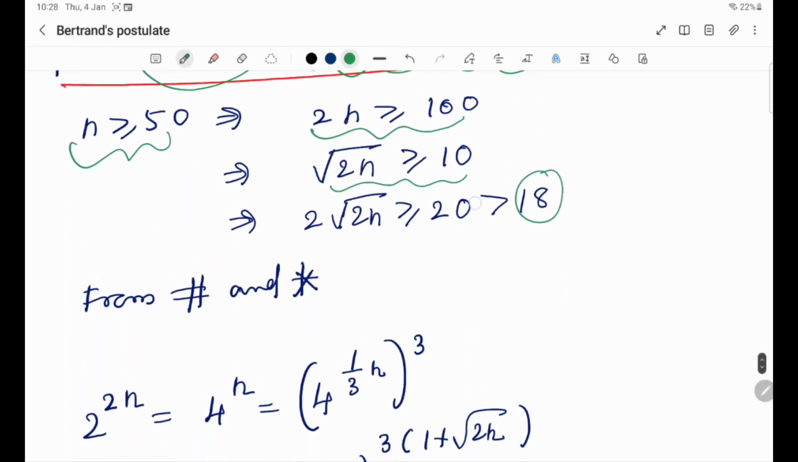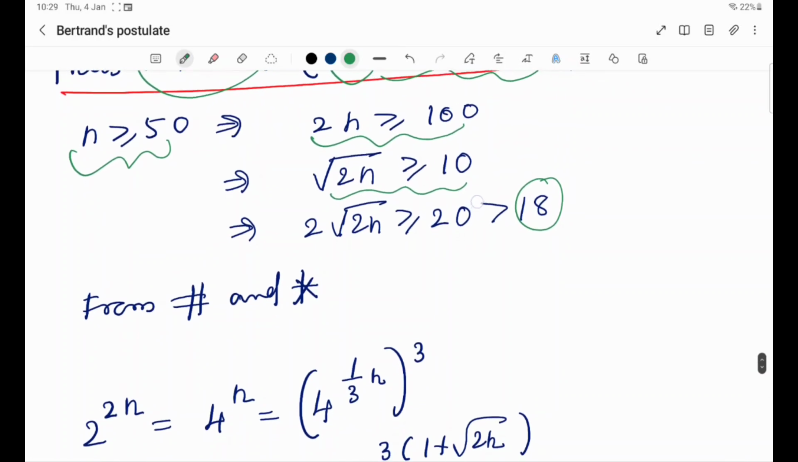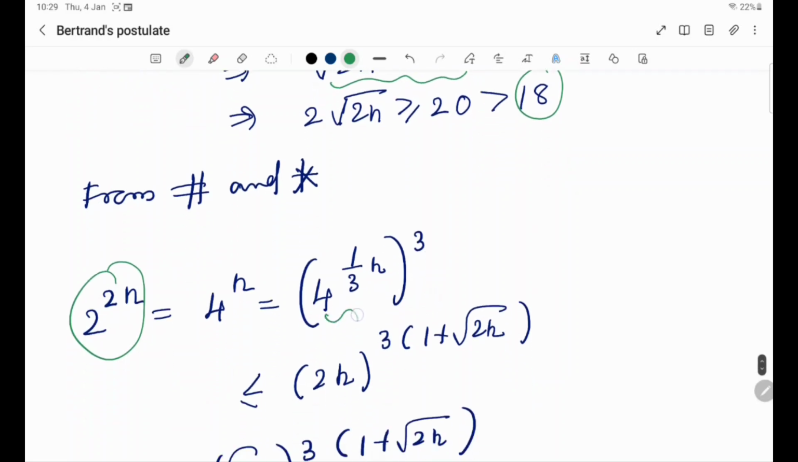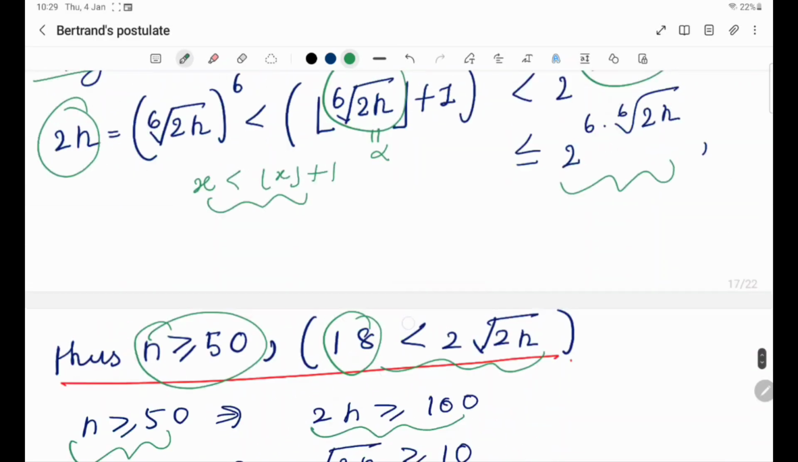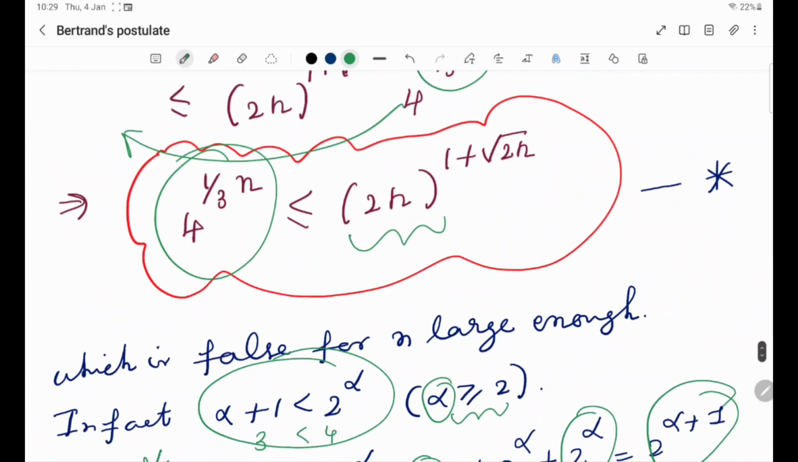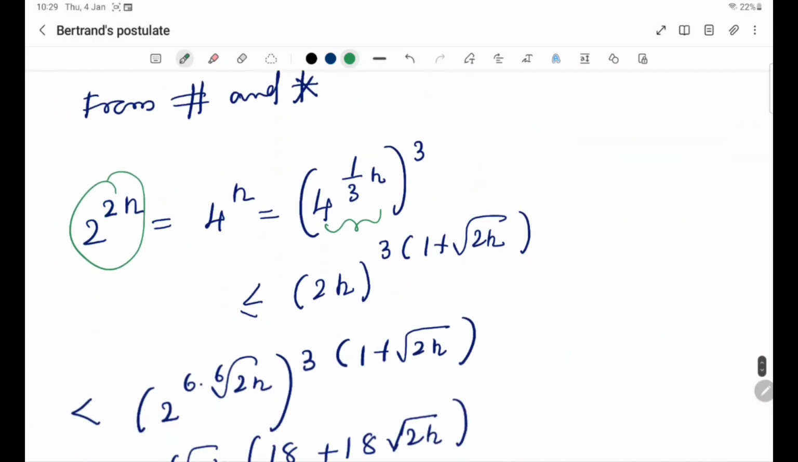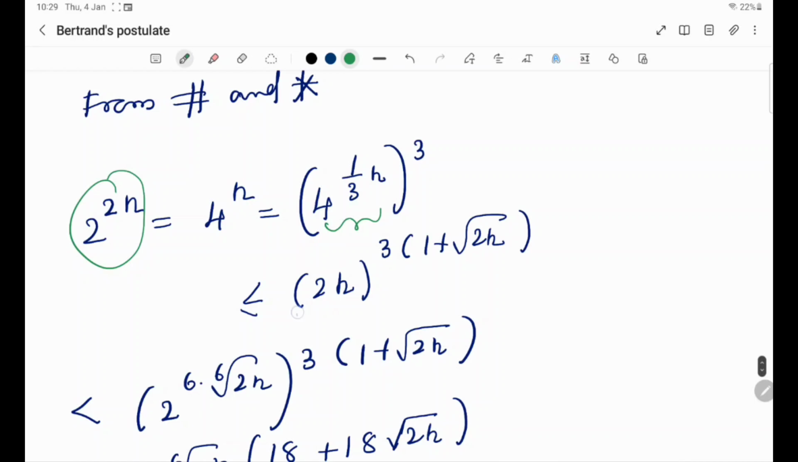Okay, now you start writing like this: 2 raised to 2n is equal to 4 raised to n, right? So 4 raised to n can be written as 4 raised to 1 by 3 n, all raised to 3, just a manipulation. And we already proved this fact, right? Just before this, 4 raised to 1 by 3 n is less than 2n raised to 1 plus root n. We apply that here. Then you will get 2n raised to 3 times 1 plus root 2n.